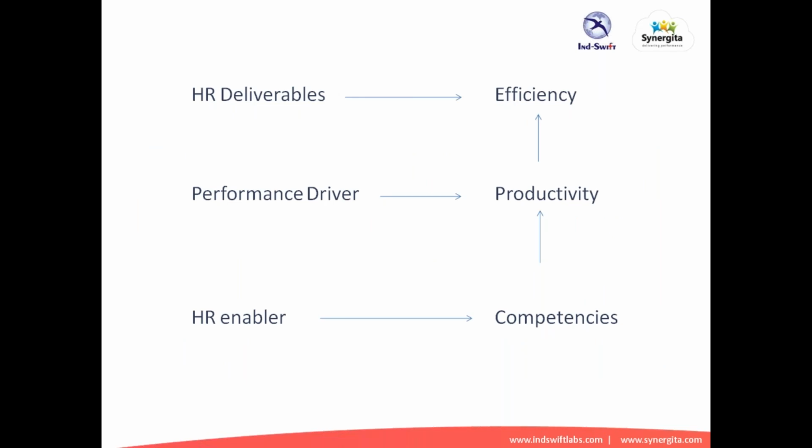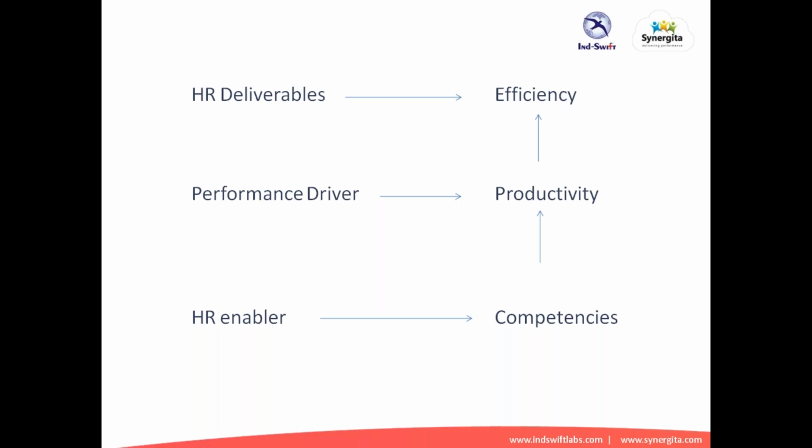So let's take an example. The HR deliverable is efficiency. You want your employees to work efficiently. Okay, this is your deliverable: efficiency. And then what is the measure of this efficiency? It is their productivity, that is, how many pieces they have been able to produce, or whatever productivity criteria you are using to measure.